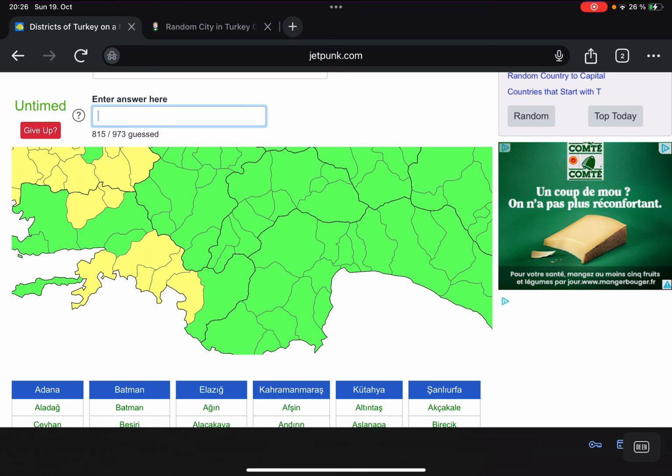Datça, Marmaris, Ortaca, Dalaman, Fethiye. This is Köyceğiz, I think.